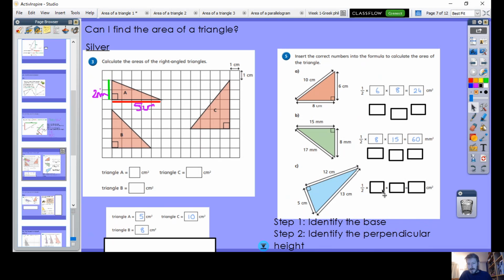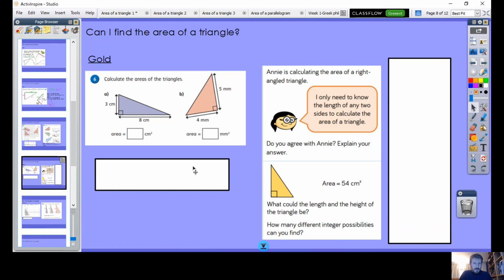And then this one, 12, half times 12, which will be 6, multiplied by 5, gives you 30. 6 times 5 is 30. Okay, moving on to the goal questions.